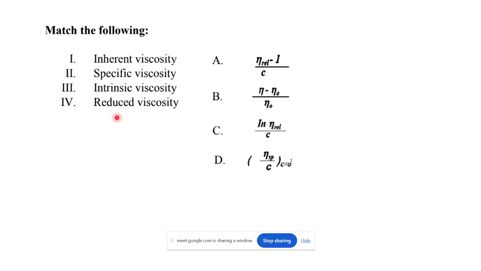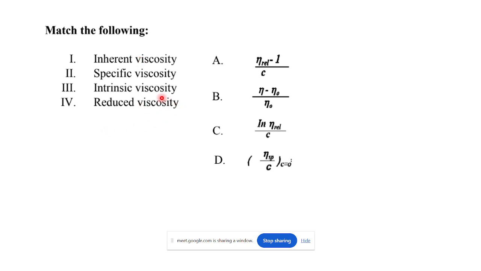Actually, you know that Mark-Houwink equation, you have heard Mark-Houwink equation. Okay, so in Mark-Houwink equation, intrinsic viscosity is used. From there you will get the weight average molecular weight. So IUPAC identified these four different terms for different purposes.